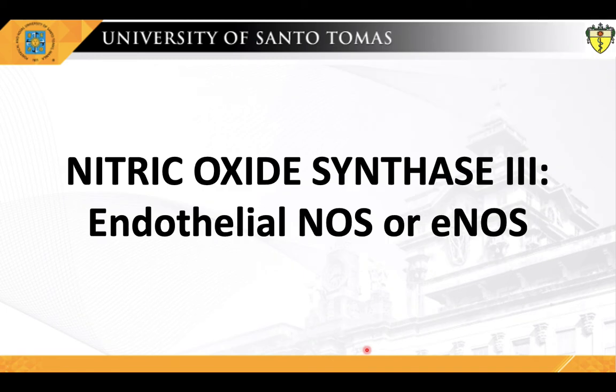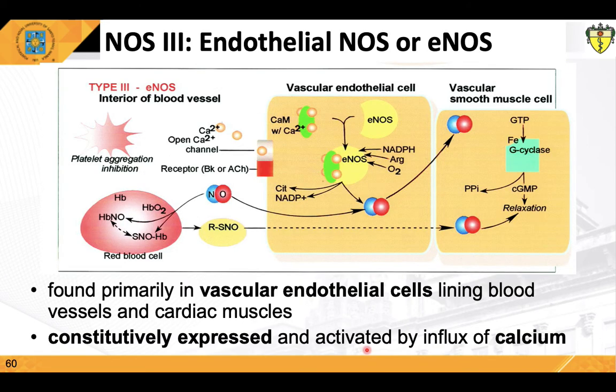And finally, let us now proceed to the third isoform, nitric oxide synthase 3, also known as endothelial NOS or eNOS. Nitric oxide synthase 3 is found primarily in vascular endothelial cells lining all blood vessels and in cardiac myocytes as well. Like NOS1, it is constitutively expressed and activated by influx of calcium ions. The amount of nitric oxide synthesized in the active state, however, is very low.